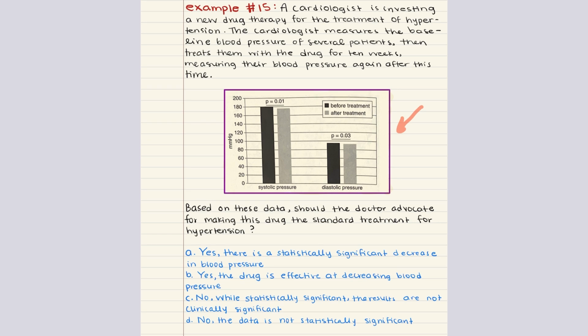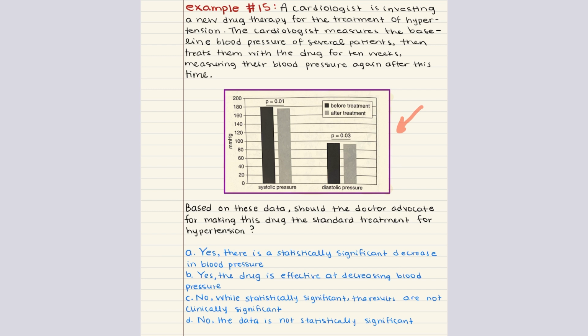A says yes, there is a statistically significant decrease in blood pressure. B says yes, the drug is effective at decreasing blood pressure. C says no, while statistically significant, the results are not clinically significant. And D says no, the data is not statistically significant.